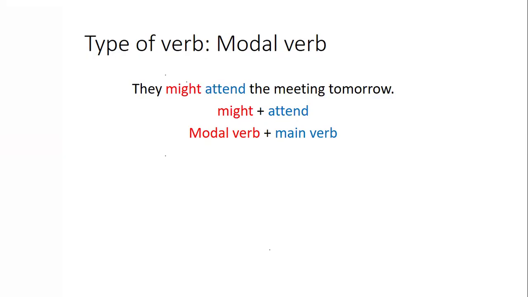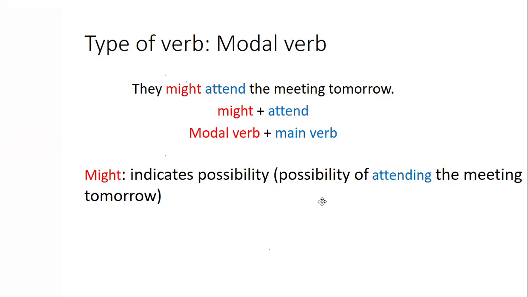Attending shows an action. So attend is an action verb. Might indicates the possibility. They might attend or they might not attend. So the things which indicate the possibility, that they could, they can, they should, they shall, they might, these are all modal verbs.